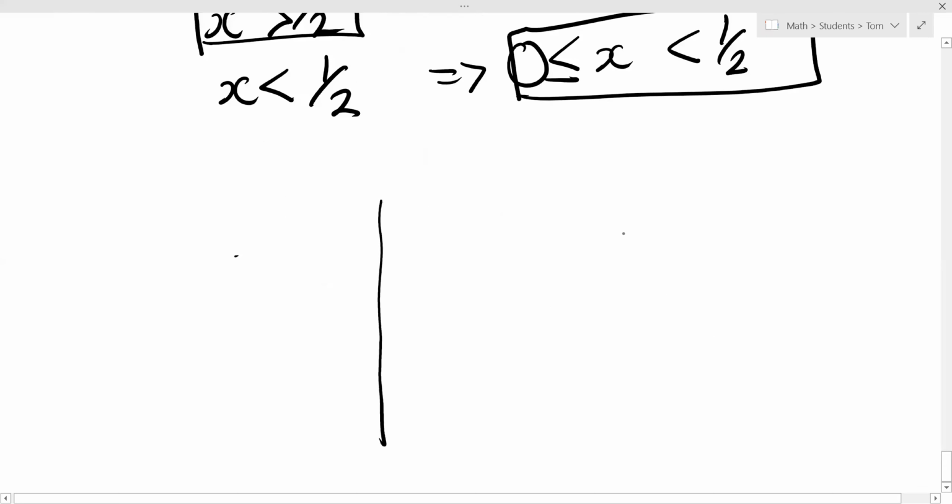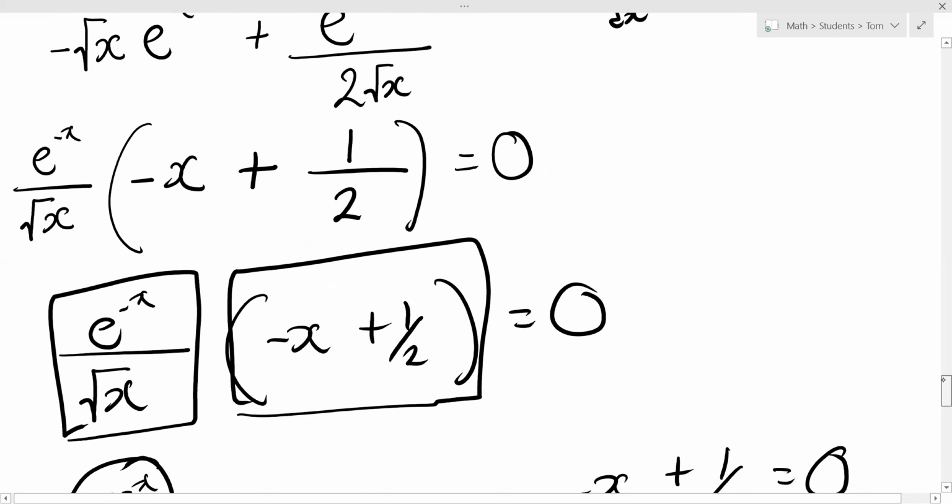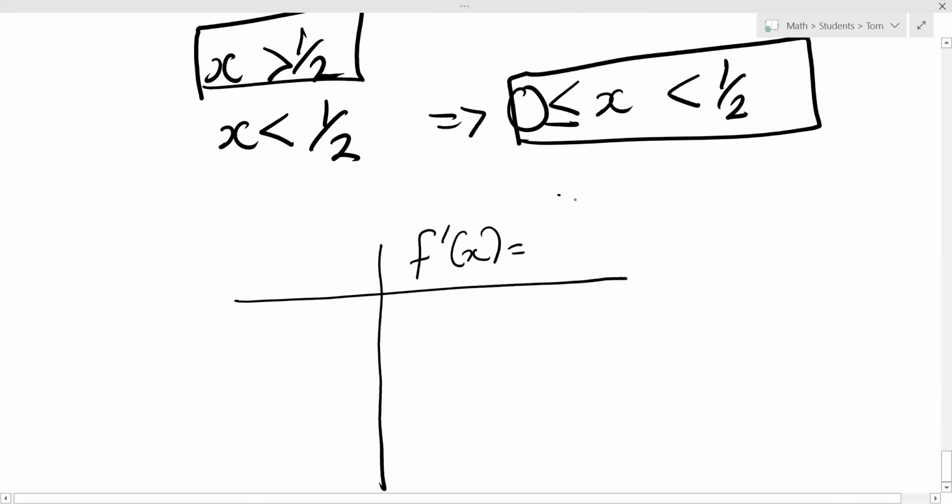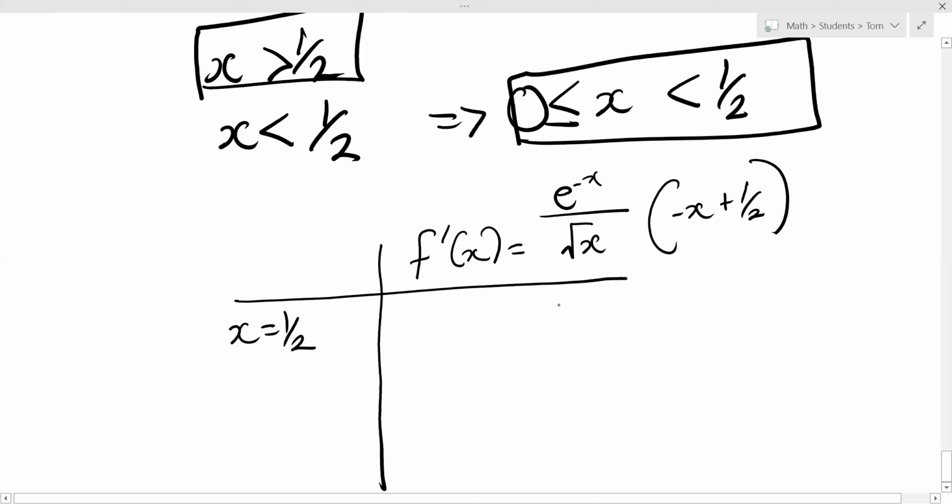Okay, so we have f prime of x, which is equal to this right here: e to the power of negative x over root x, bracket negative x plus half. We know when x is equal to half, this is equal to 0. So let's see when x is greater than half. I'll pick a number that's greater than half, let's say 1. We plug in 1. You can use your calculator.